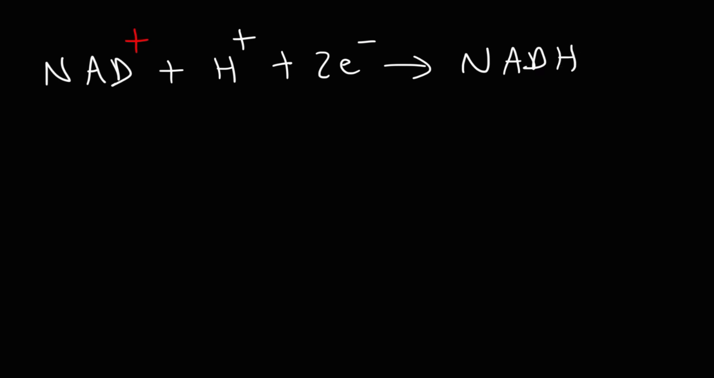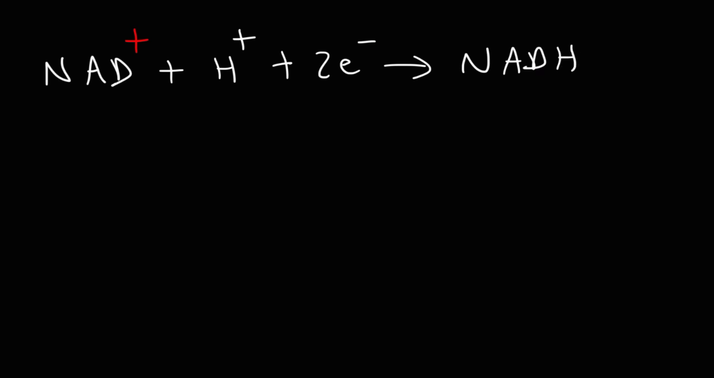So the electrons travel from carbon to NAD+, and then from NAD+ they go to complex 1, and then to Q, and then complex 3, and then complex 4, and then finally to oxygen. So oxygen has the greatest electronegativity, or electron affinity, for electrons.